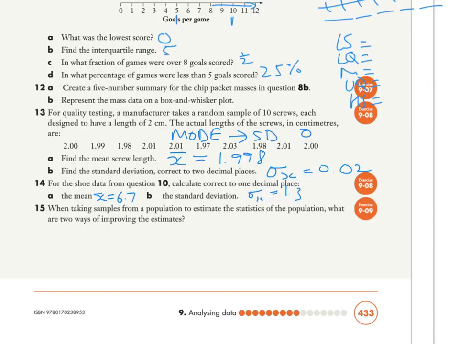Alright, when taking samples from a population to estimate statistics, what are 2 ways of improving the estimates? Obviously random is a good way, and if you do more in your sample. The smaller the sample, the less accurate the results are.